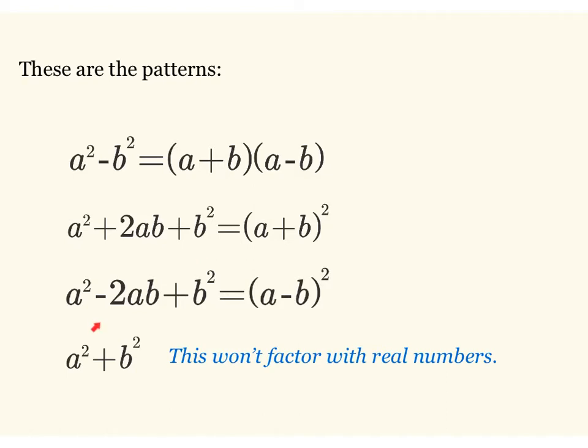The companion then is when you have a squared minus 2ab plus b squared. Same thing essentially as the second pattern, except when you factor this, the middle of your binomial will be negative instead of positive. And finally, this pattern, a squared plus b squared, where you have perfect squares at the beginning and the end, but a plus sign, this will not factor. And we'll look at an example in a moment and hopefully demonstrate to you that this will not factor.